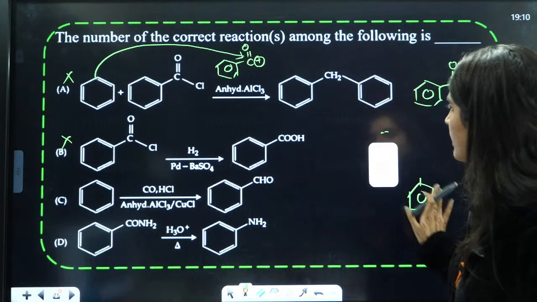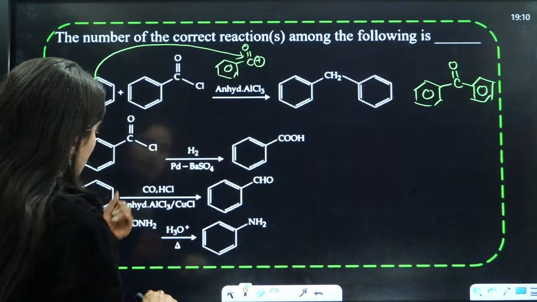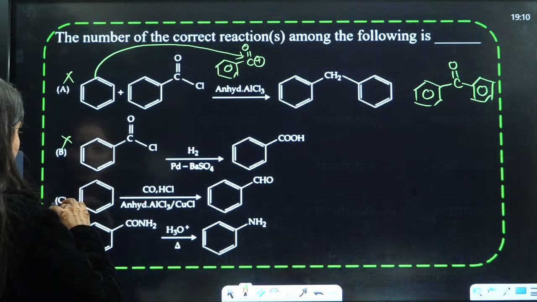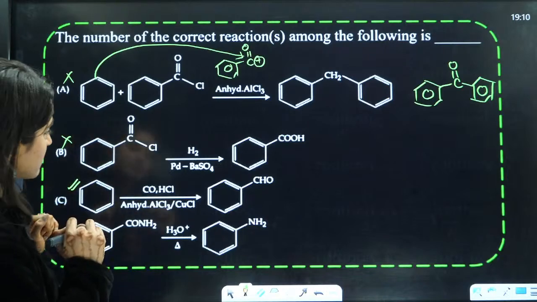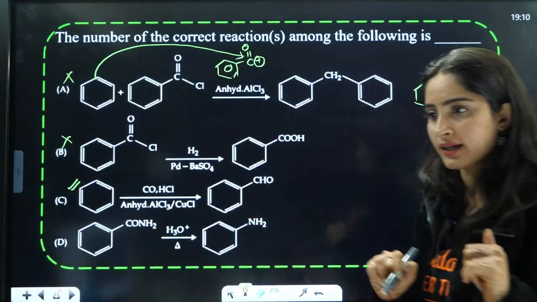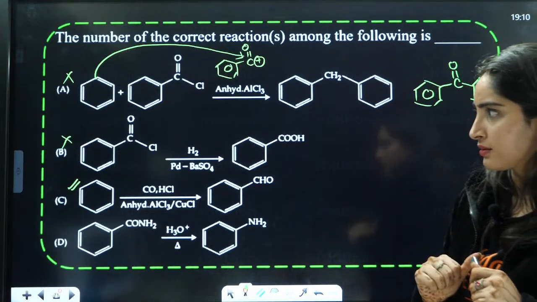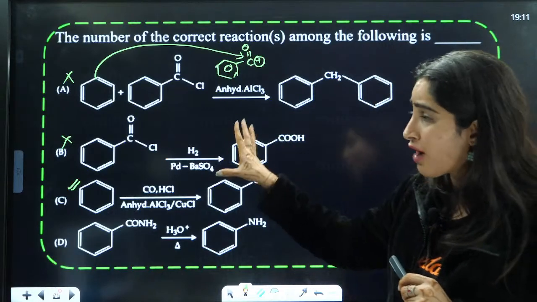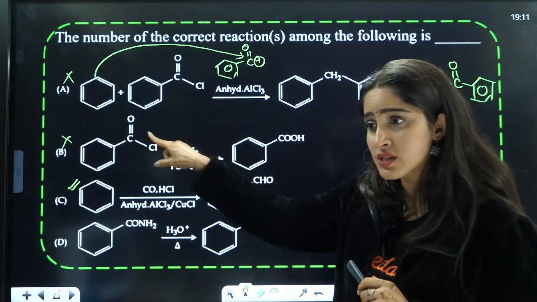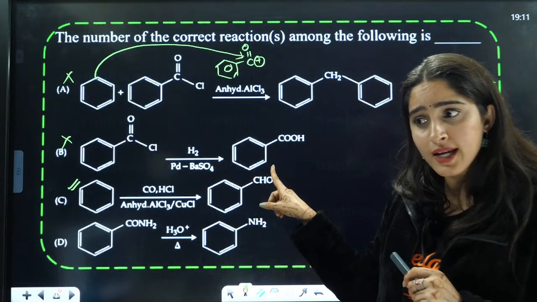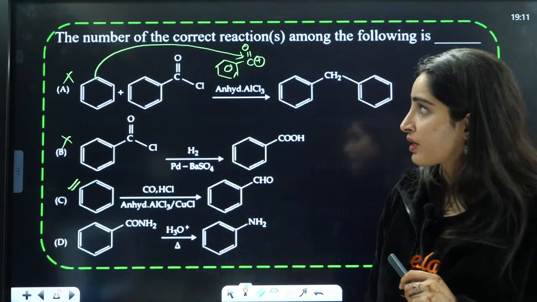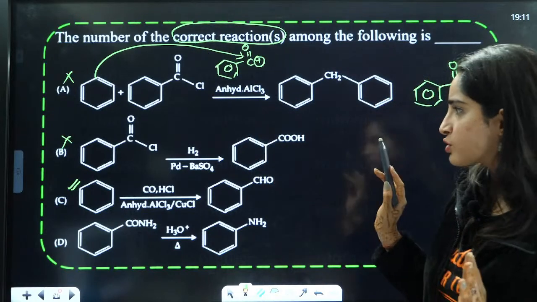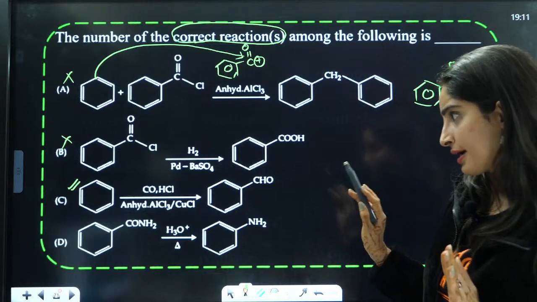Yes. Now, next you have this Gattermann-Koch reaction only, where benzene is converted to CHO. That is the right answer. They are asking the correct answer. So third is the correct answer. Because here it is converted to COOH, right? If you are using Rosenmund reduction, then this COCl should be converted to CHO, right? So this is the incorrect answer. They are asking you which is the correct reaction among these, right? So first is incorrect, second is incorrect, third is correct, right?